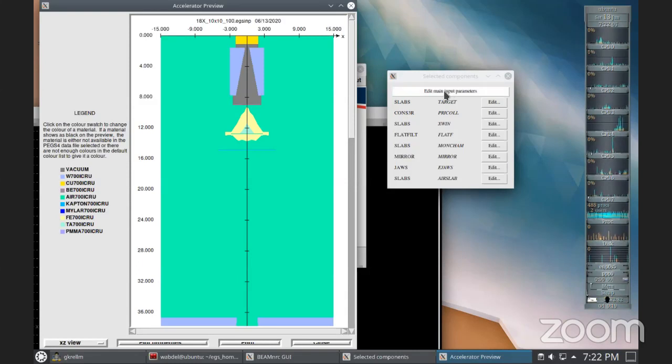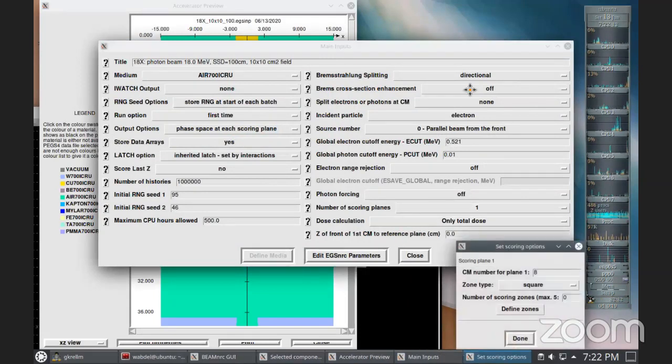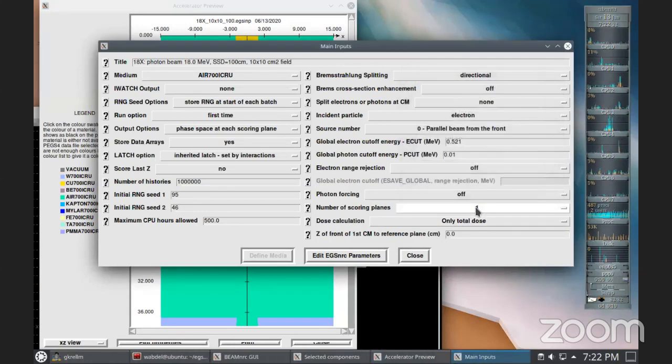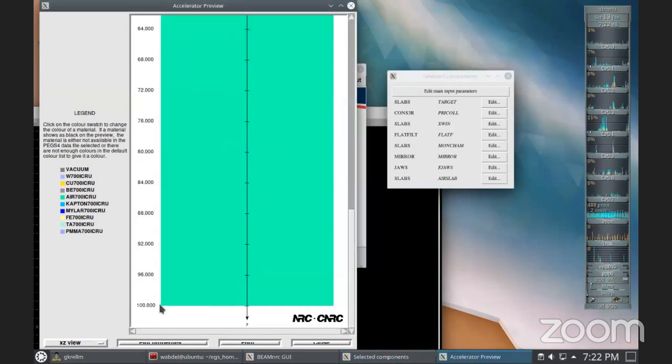1, 2, 3, 4, 5. Then when we go and set in the output, number of scoring planes, I want one. I'm going to put this to be 5. So basically, score the particles that reach that plane just below component module number 5. If you want to, you can actually have up to 3 scoring planes in a simulation, 1, 2, 3. But probably the one that is of interest to us is going to be whatever is going to reach this plane.